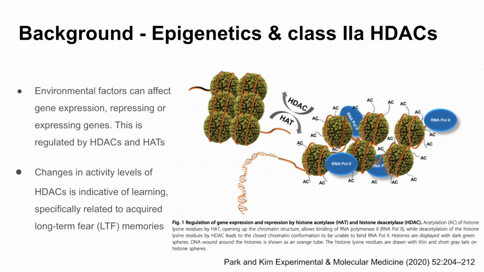HDACs, which stand for histone deacetylases, work by removing an acetyl group from histone lysine residues, which results in a closed chromatin conformation where RNA polymerase II is unable to bind and genes are repressed. HATs work by doing the opposite, and this figure provides a visual representation of that. Having said this, changes in activity levels of HDACs is indicative of learning, specifically related to acquired long-term fear memories.